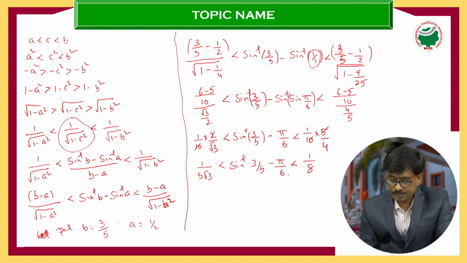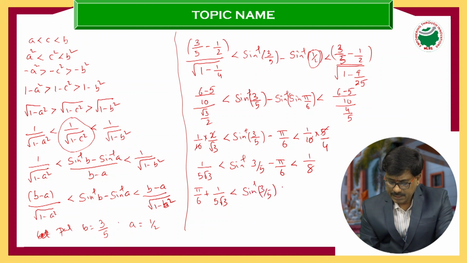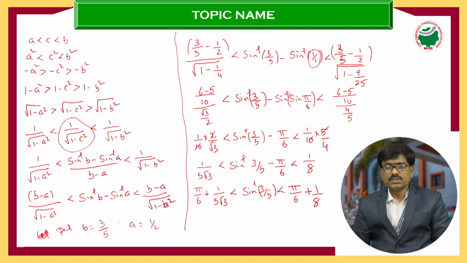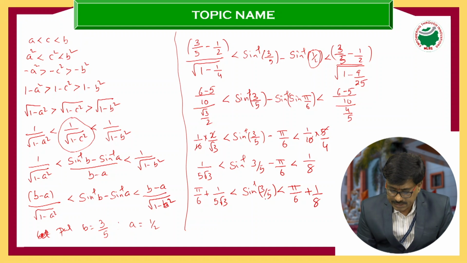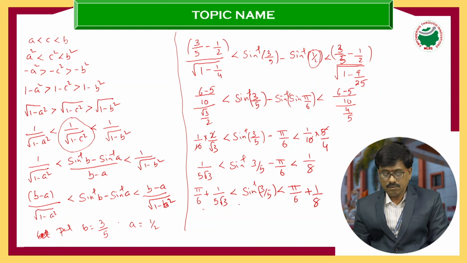I am going to remove this minus pi by 6 by adding pi by 6 to the inequality. This becomes pi by 6 plus 1 by 5 root 3 less than sine inverse of 3 by 5 less than pi by 6 plus 1 by 8. This is about the inequality of this. You can say that the sine inverse value always lies between these boundary values. Okay, this is example 1 problem.